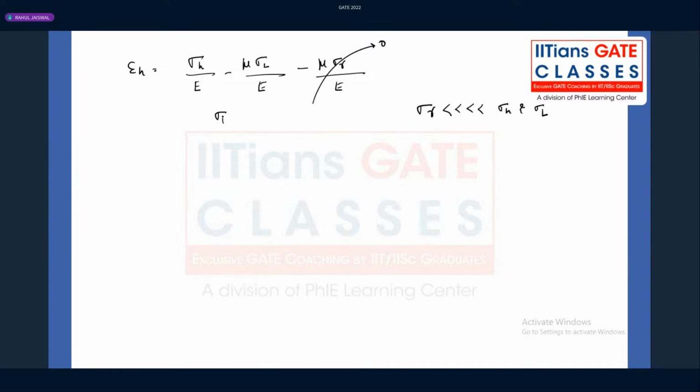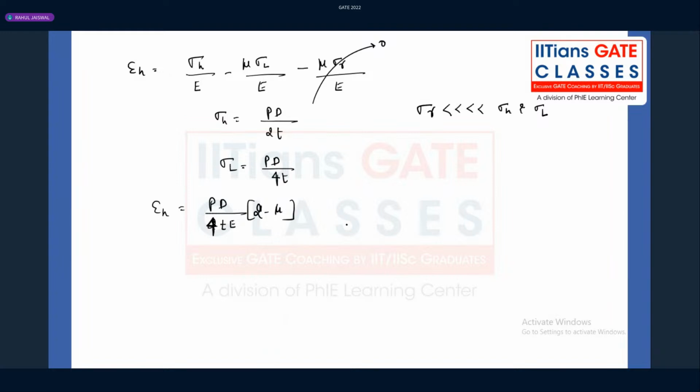Right, guys? What is the hoop stress? PD divided by 2T. And what is the longitudinal stress? PD divided by 4T. Now, putting these values, what we can get, guys? Hoop strain, we can get like PD divided by 4TE into (2 minus mu). Everybody must be aware of this one, right?